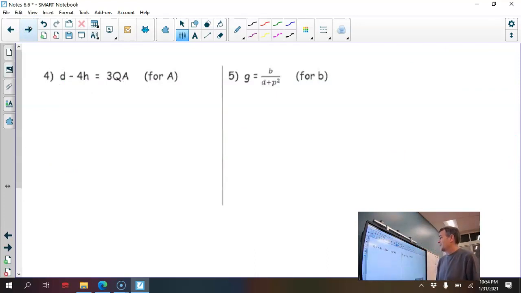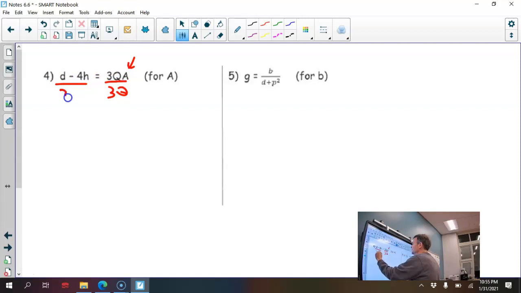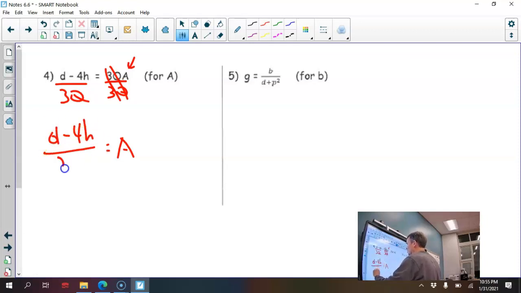This one, number 4, is similar. The a that we are trying to solve for has been multiplied by 2 things. Well, you can divide by both of them at the same time. I can divide both sides by 3q. And that cancels out the 3 and the q. And it gives me d minus 4h over 3q.